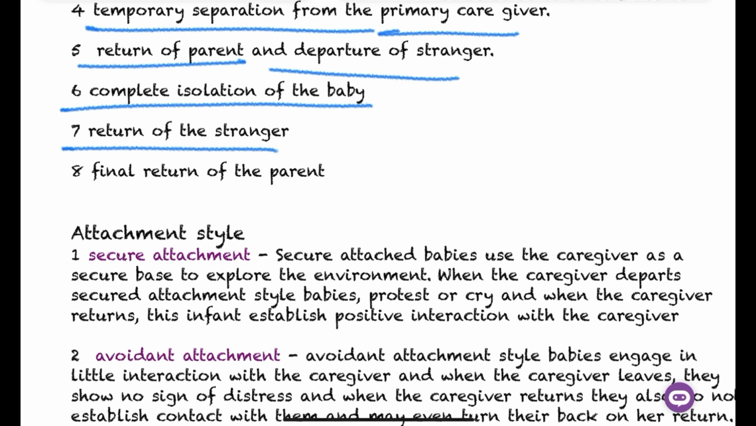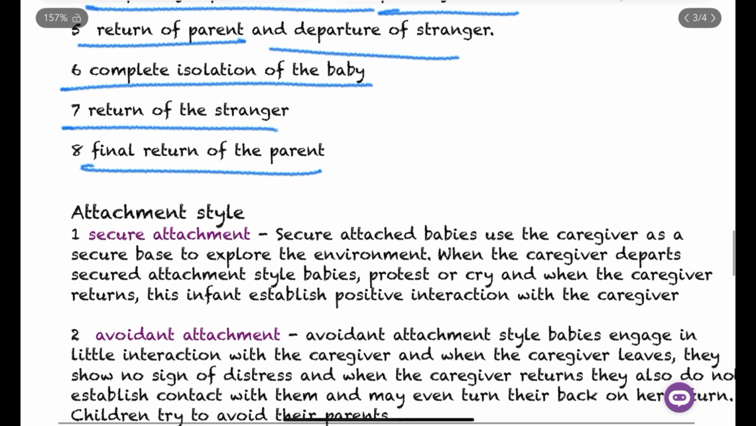So the seventh point is return of the stranger. The stranger re-enters the room, and the baby's behavior and emotional response is seen here when the stranger returns with an unfamiliar individual, and then the final return of the parent. And this is the last phase, where the parent returns, offering comfort to the infant and encouraging them to play with the toys present there.